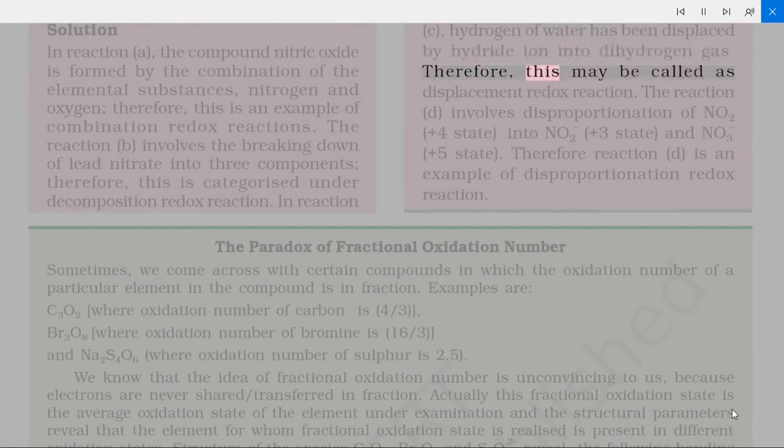C. Hydrogen of water has been displaced by hydride ion into hydrogen gas. Therefore, this may be called a displacement redox reaction. The reaction D involves disproportionation of the +4 state into the +2 state and the +5 state. Therefore, reaction D is an example of a disproportionation redox reaction.